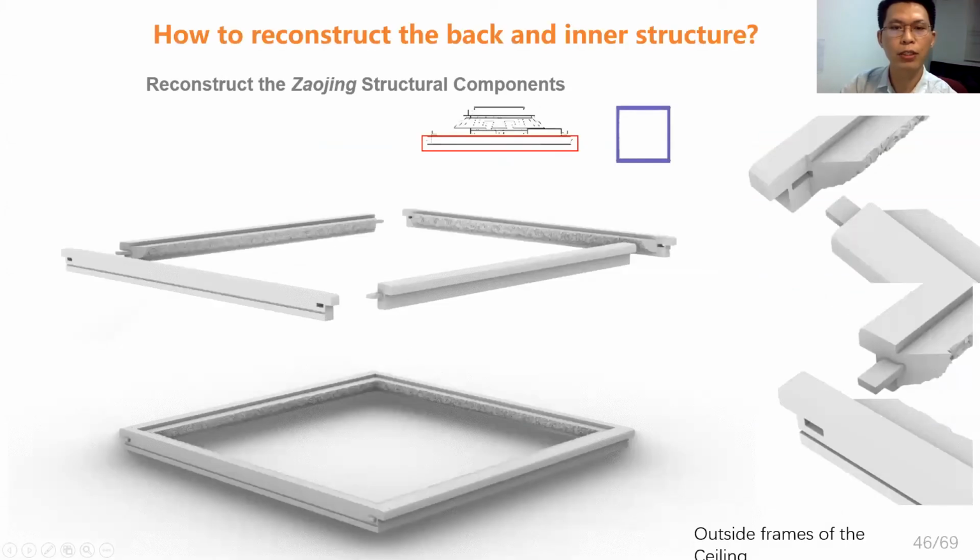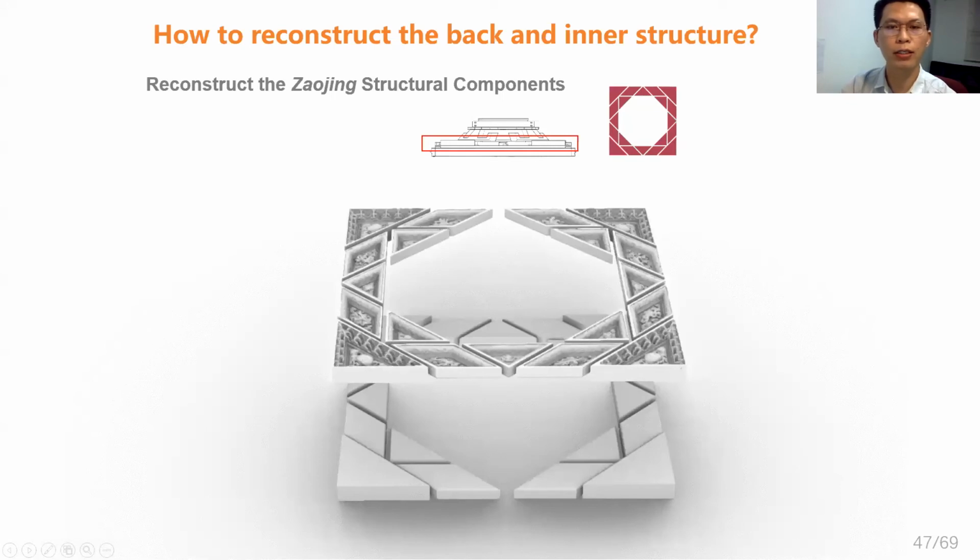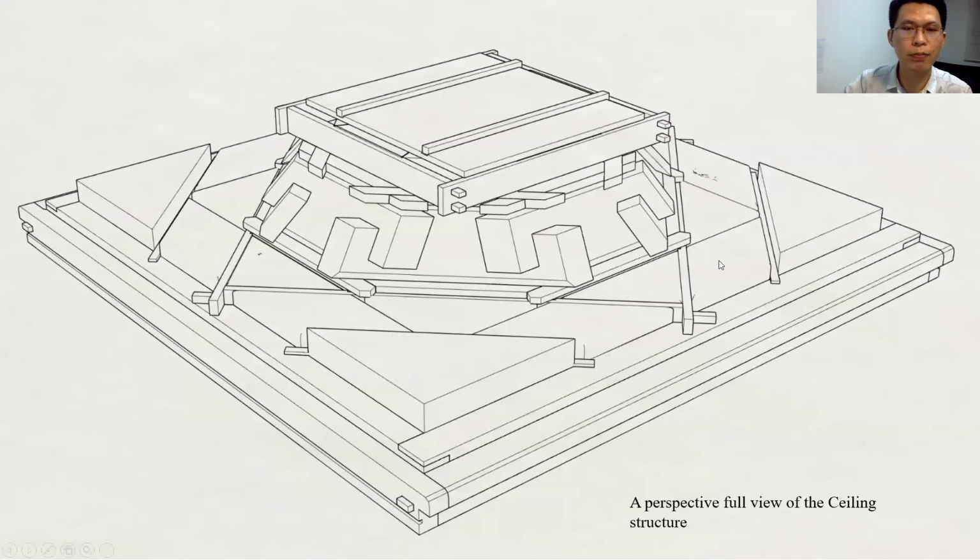The bottom frames consist of 4 parts, the inner side of each frame decorated with cloud patterns and reliefs, connected by a falcon 6 structure. This is the triangle and diamond-shaped cells. Each cell consists of many small parts, and because of the limit of time, the detailed information cannot be discussed at this time. And this is a perspective full view of the ceiling structure.